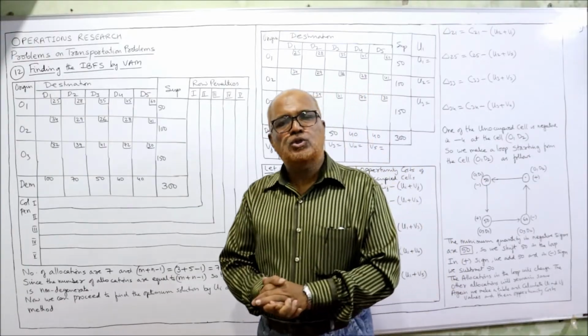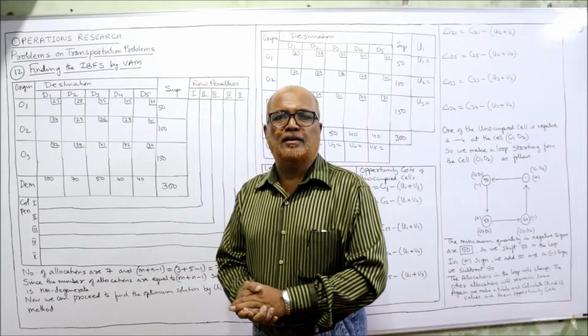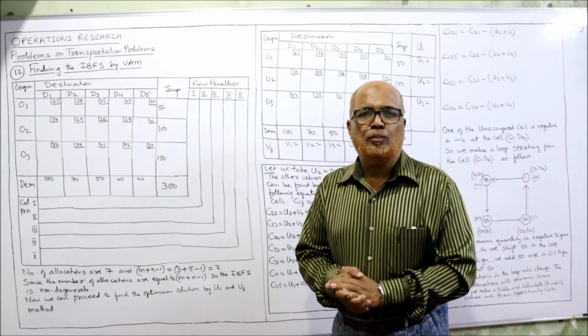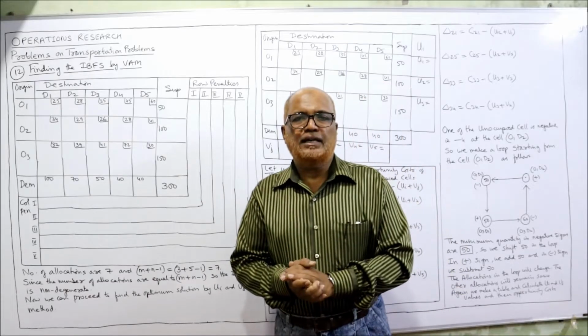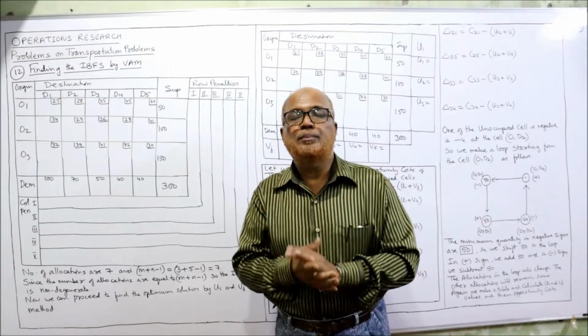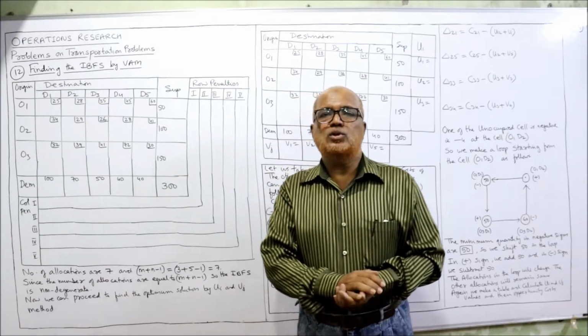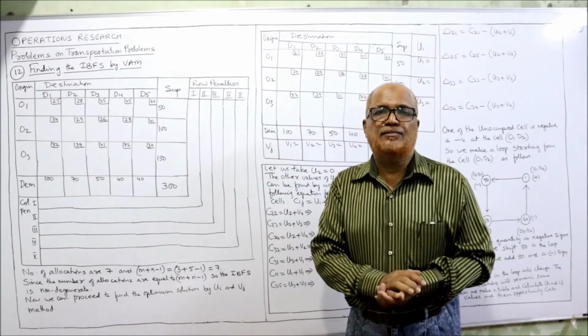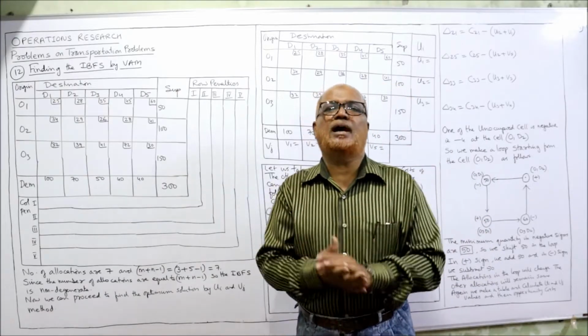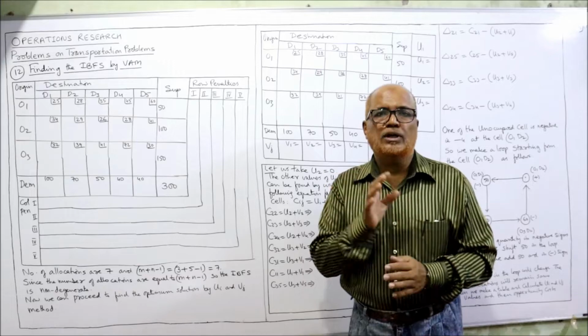Now in this video, the 12th problem, I'm going to explain. In this problem, again you are going to come across a new point. The new point is that all the opportunity costs are not going to be positive. One of the opportunity costs you will find negative. In that case, you have to make a loop and change the allocations. That is the important point.